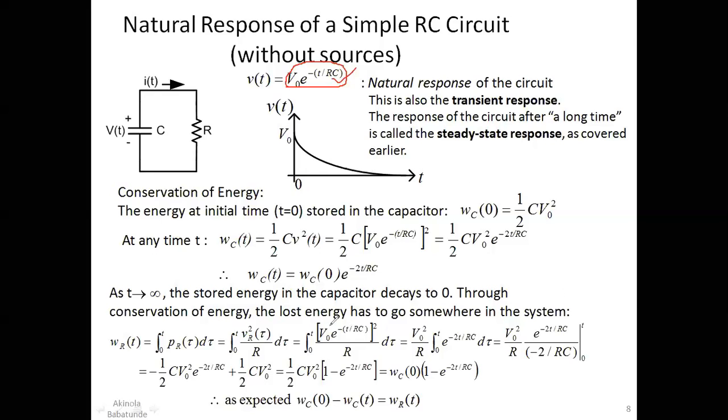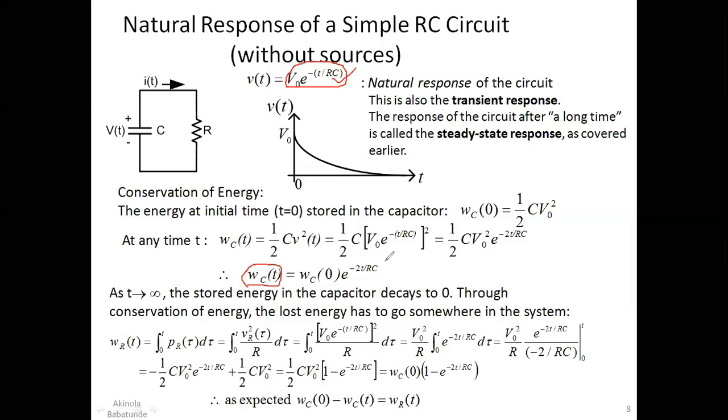Through conservation of energy, the lost energy has to go somewhere in the system. Well, where would it go, and how would we represent that? Let's check it out now. You will see that we have WR for energy in the resistor.